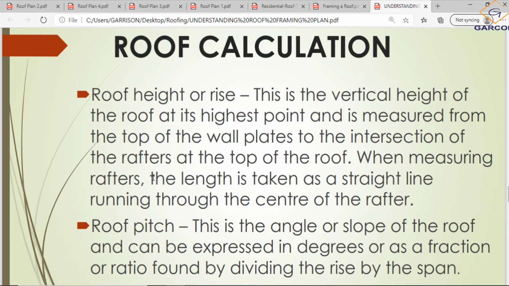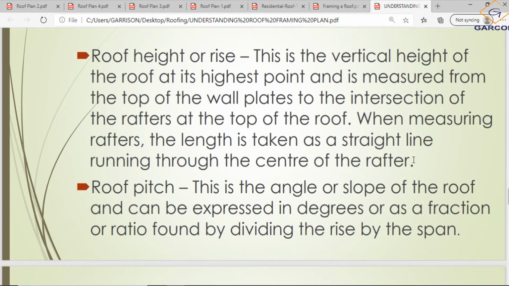When measuring rafters, the length is taken as a straight line running through the center of the rafter. So the measurement for your rafters is taken from center to center. From the center of one rafter to the center of the next rafter is the width, which is usually 2 feet or 24 inches.